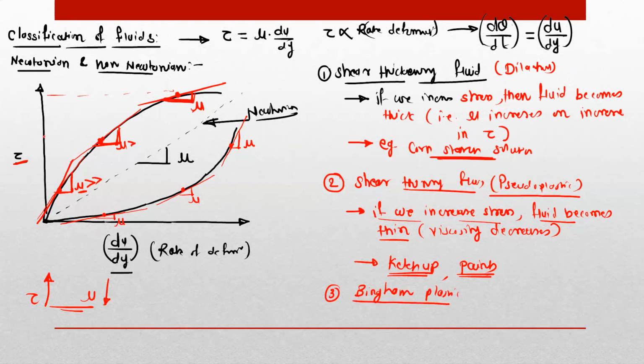In the Bingham plastic, up to a certain level of the shear stress, we cannot observe any fluid motion. After a specific value, called the limiting value, suddenly that fluid will start flowing as a normal fluid. So this line will be similar to the Newtonian fluid, but up to this point, you cannot see any motion in that fluid. For the Bingham plastic, the example is toothpaste. We'll show the video of how the Bingham plastic fluid behaves.